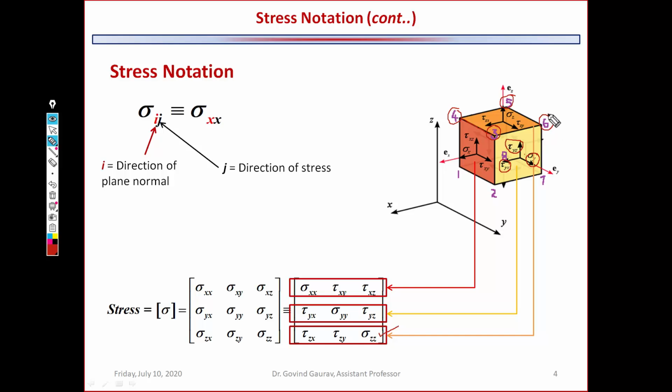So on this particular plane, again defined by its plane normal, this plane normal is acting in the positive z direction. So the values of the stresses that are acting are sigma zz, acting in the positive z direction, tau zx, which is acting in the positive x direction, and tau zy, which is acting in the positive y direction.